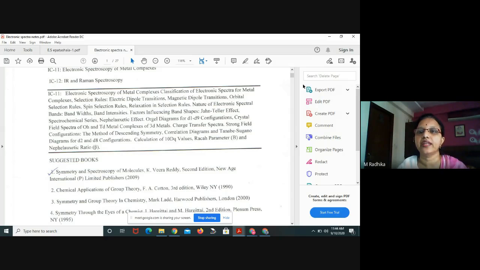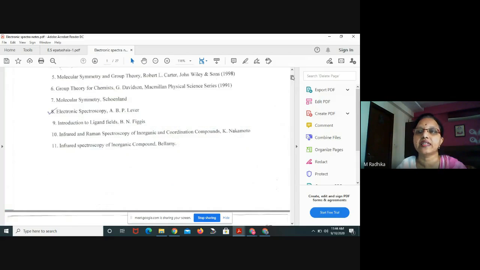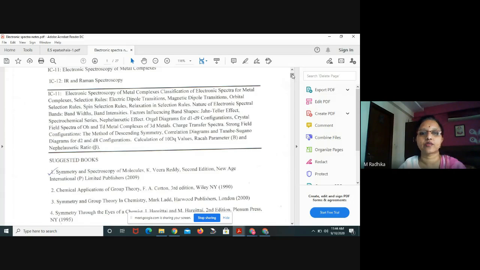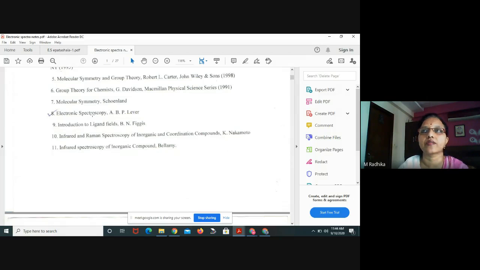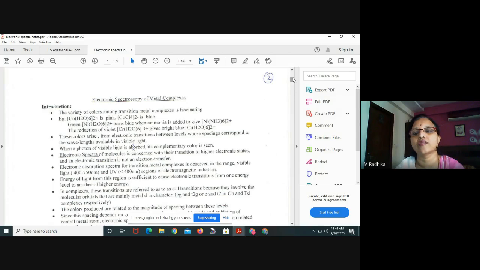Anyhow, you are not having the library facility, but you just note down these books. For electronic spectroscopy, the first book is Symmetry and Spectroscopy of Molecules by K. Veera Reddy, second edition. And one more book, a foreign author book, is Electronic Spectroscopy by A.B.P. Lever. These two are the important books. If you just follow the first book, it's enough, or if you can follow my notes, that is also enough.